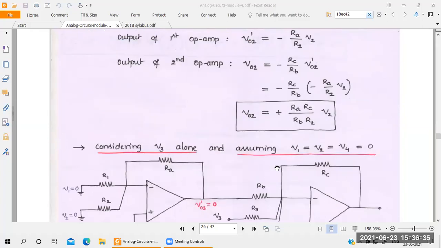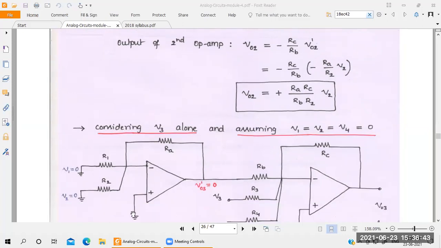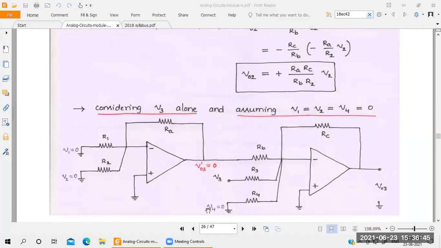When V3 is alone, consider V1, V2 and V4 as 0 voltage. So V3 alone means you apply V3 here, and V1, V2 and V4 you make 0 here. So what is the output of the first op amp now? 0 here, because both sources are 0 voltage. The first op amp inputs V1 and V2 are 0 here, so the output of the first op amp is always 0 now.